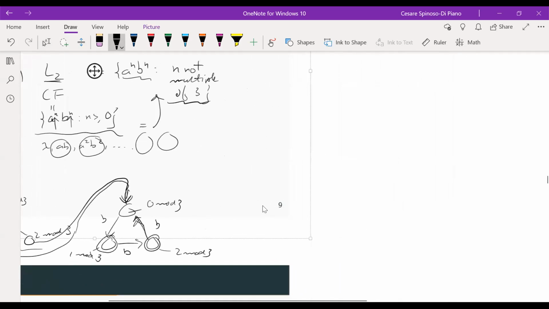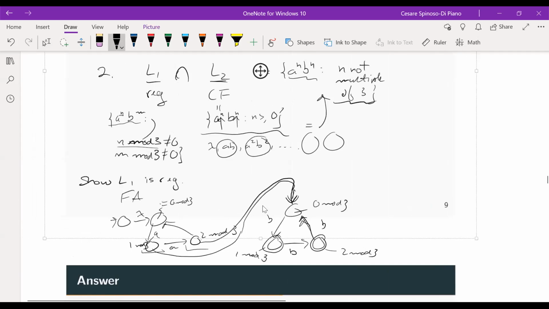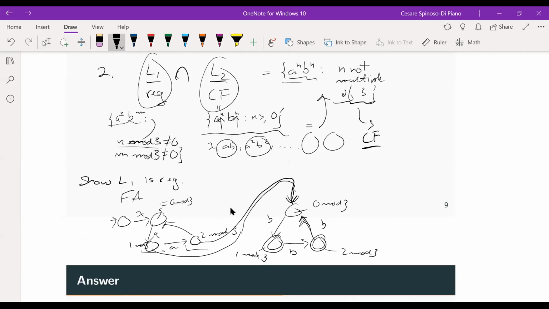Yeah, I can't off the top of my head. I feel like with a regex, you could maybe make this cleaner, but you know, this works. So it shows that L1 is regular. And so now you have that L1 is regular, L2 is context free. And so the intersection gives you the language you're looking for. And by closure properties, this is going to be context free.